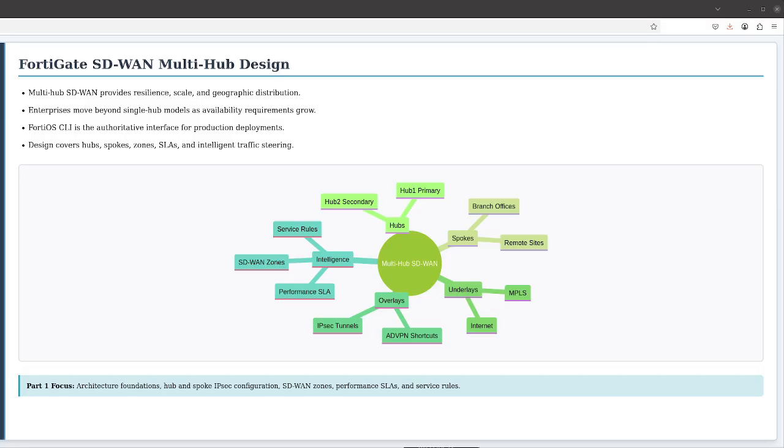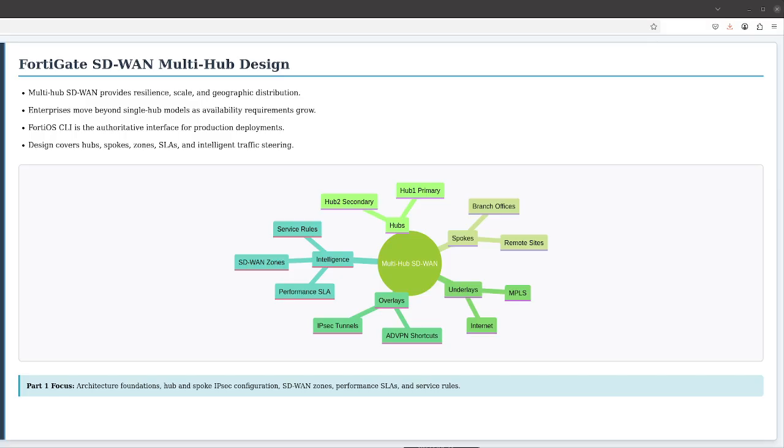Multi-hub SD-WAN is not just a redundancy play. It is a fundamental architectural decision that affects routing, performance, failover behavior, and operational complexity. By the end of this series, you should understand how to design a multi-hub topology, configure both the hubs and spokes, define SD-WAN zones, apply performance SLAs, and steer traffic intelligently across multiple hubs based on application requirements.